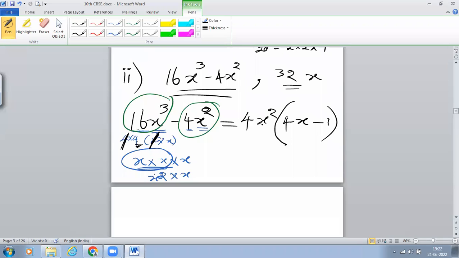How many of you understood this? Or if you have doubt, I will explain it again in a different way. Okay, this is called taking common. In this step we are taking 4x square common outside from these two terms.